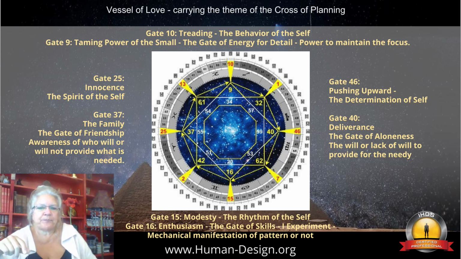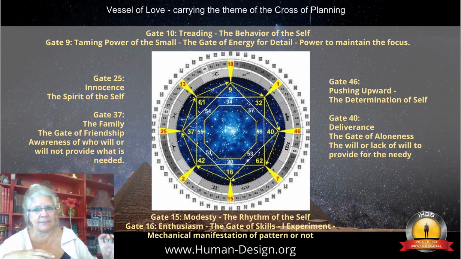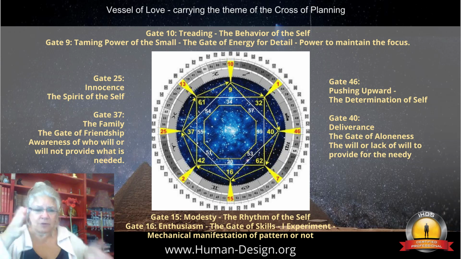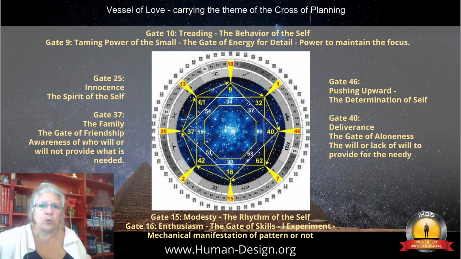So we have the 37 and the 40, creating the channel of community, a design of a part, seeking the whole. And we have gate 9, we have gate 16, influencing. So that's why I put those on there. So we see gate 10, behavior of the self. What is the behavior of the self? Well, the power to maintain the focus, the energy for the detail. The behaviors, the energy for the detail.